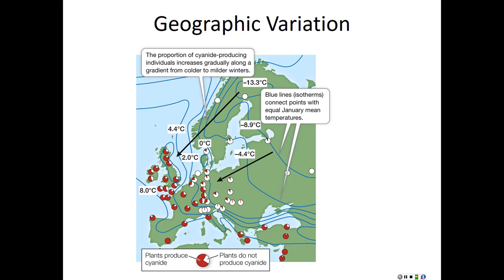So what we see is this kind of geographic variation, and the red is showing the allele to produce cyanide. As we go into geographic variation of colder temperature, we see a shift in allele frequency, because in different environments, different gene combinations will be more or less successful. So environment has a really profound influence.